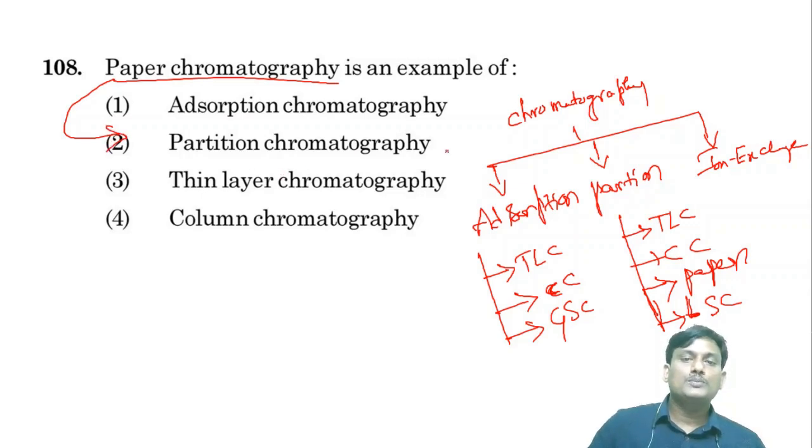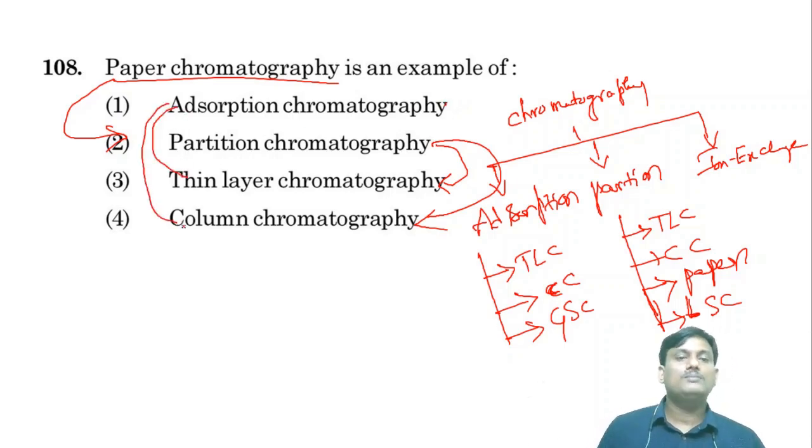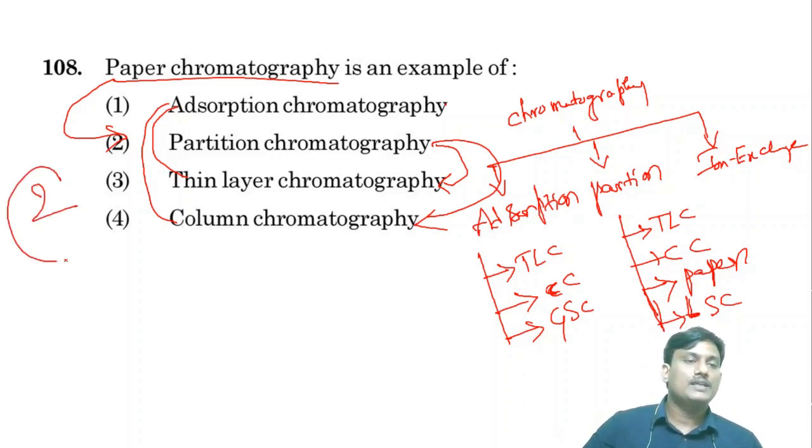In partition chromatography, you have thin layer chromatography and also column chromatography. In adsorption chromatography also you have thin layer and also column chromatography. So what is the answer? Paper chromatography is an example of partition chromatography. Second one is the option.